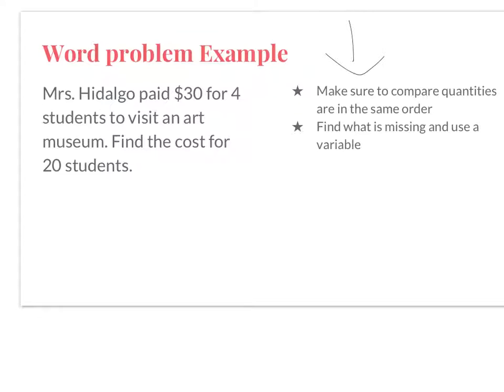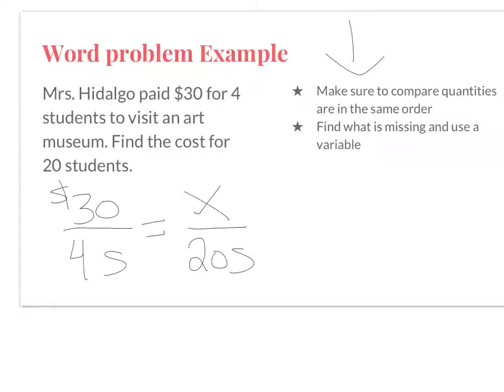Mrs. Hidalgo paid $30 for 4 students, so we have $30 for 4 students. We want to know the cost for 20 students, so make sure they match up. We want to know how much it will cost. If it's proportional, that means it should be the same cost per kid. So we can use that x right there, and you can use your cross products or you can do this.